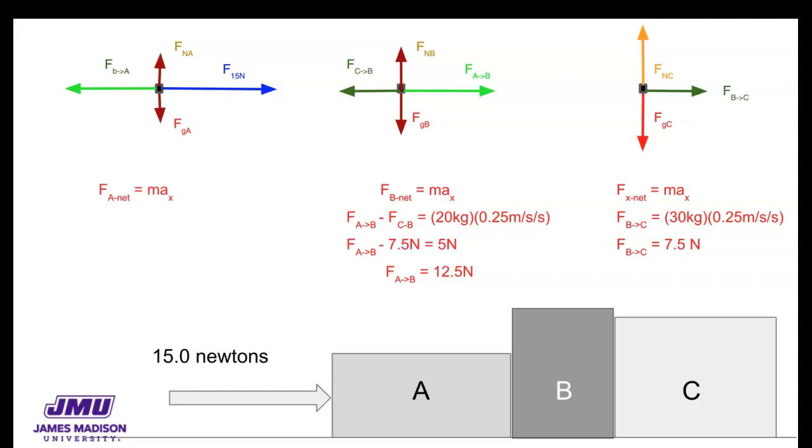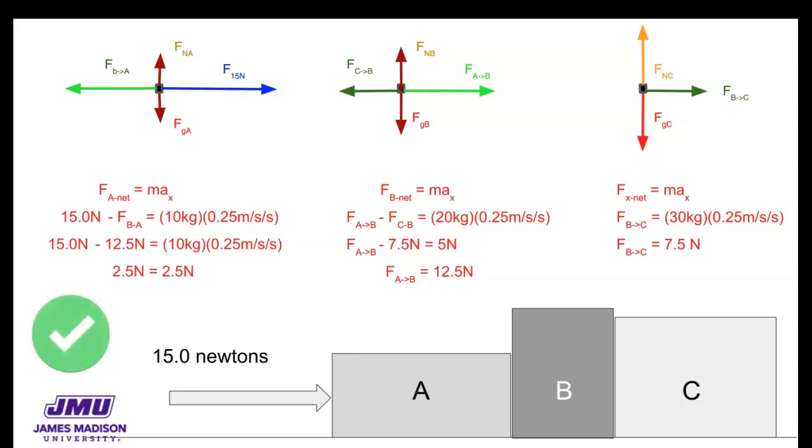If I go through and double check things with Newton's second law here, I will get that there's 15 newtons to the right minus the interaction between B and A, which we just calculated was 12.5 newtons. That will equal the mass of box A times the acceleration of box A. And if we go through and check this math, we get on the left 2.5 newtons and on the right 2.5 newtons. We didn't need to double check that. It was just worth making sure that we're doing the math correctly.